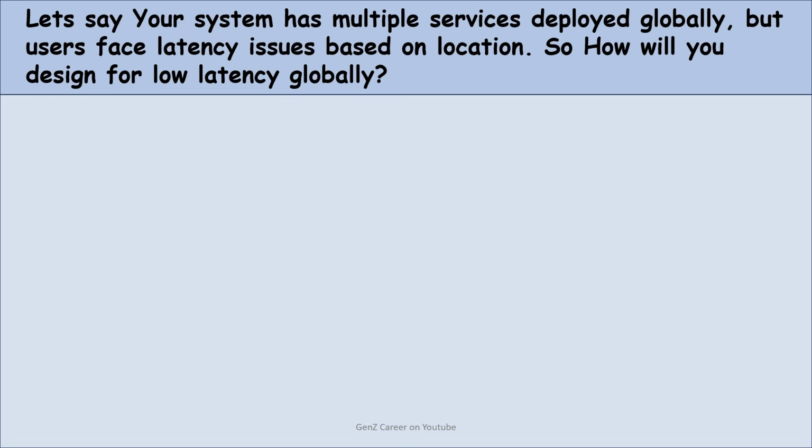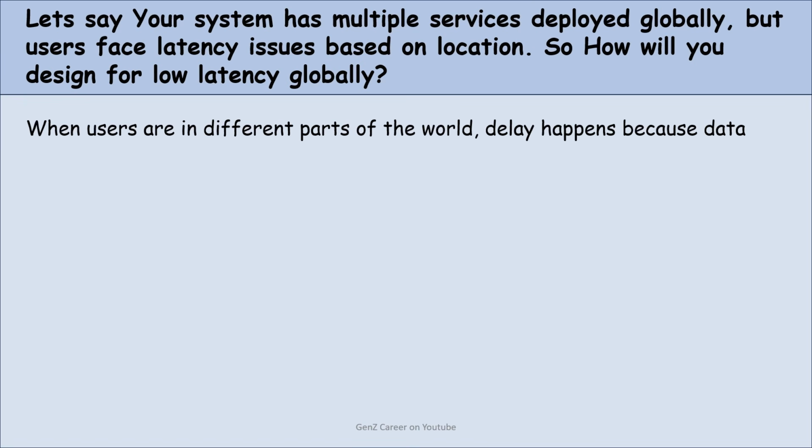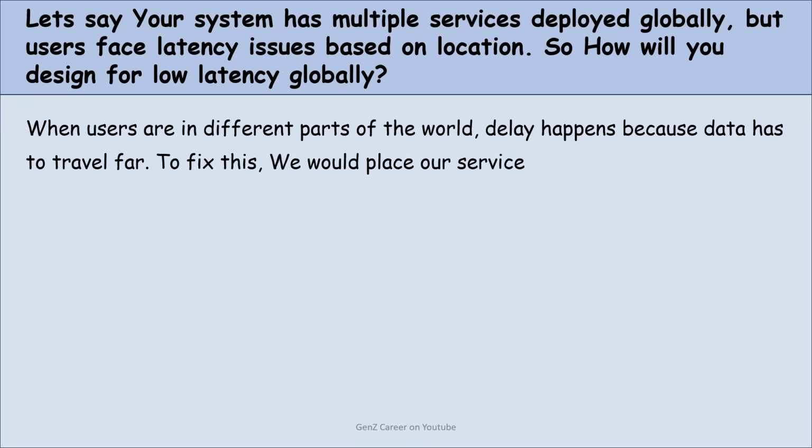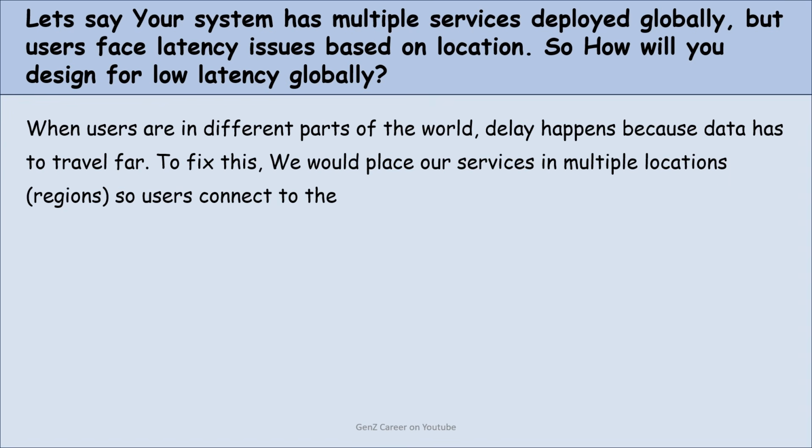Let's say your system has multiple services deployed globally, but users face latency issues based on location. So how will you design for low latency globally? When users are in different parts of the world, delay happens because data has to travel far. To fix this, we would place our services in multiple locations or regions so the user connects to the nearest one. Are you getting my point?